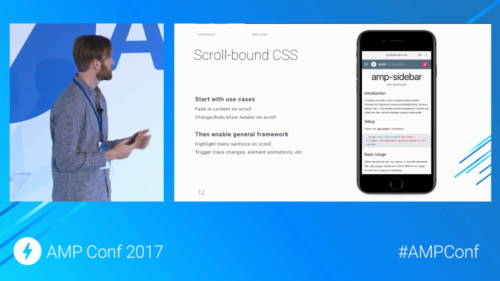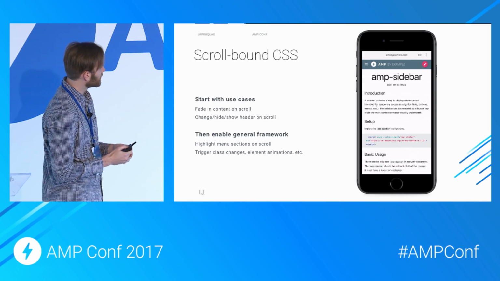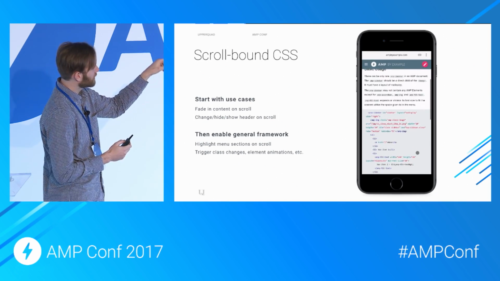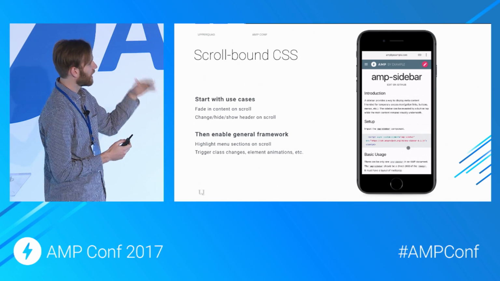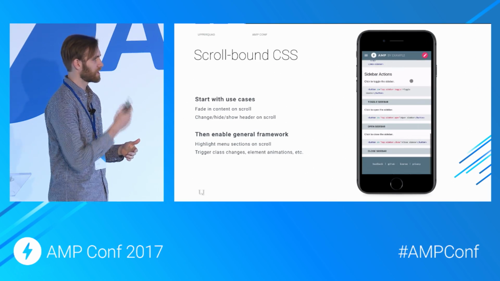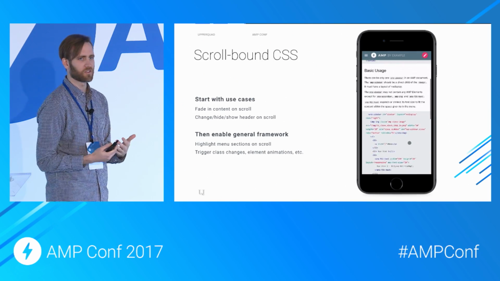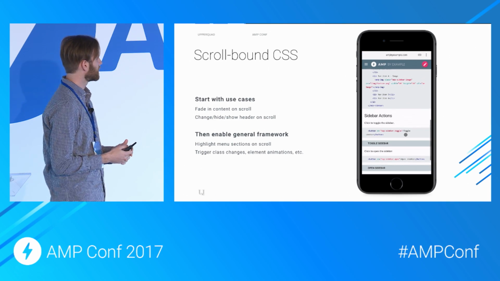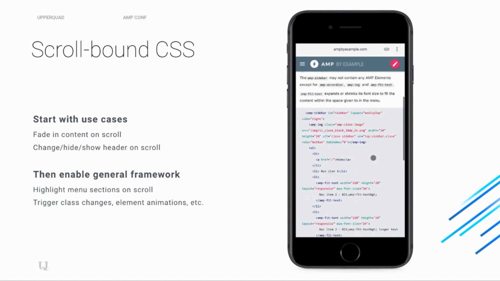So fading in content on scroll, also as demonstrated with the AMP viewer header here, the ability to scroll the header out and scroll it back in dependent, roughly, on user intent, scrolling up or scrolling down, to take more advantage of the space of the screen on the mobile phone and give users a better ability to focus on the content that they want to.